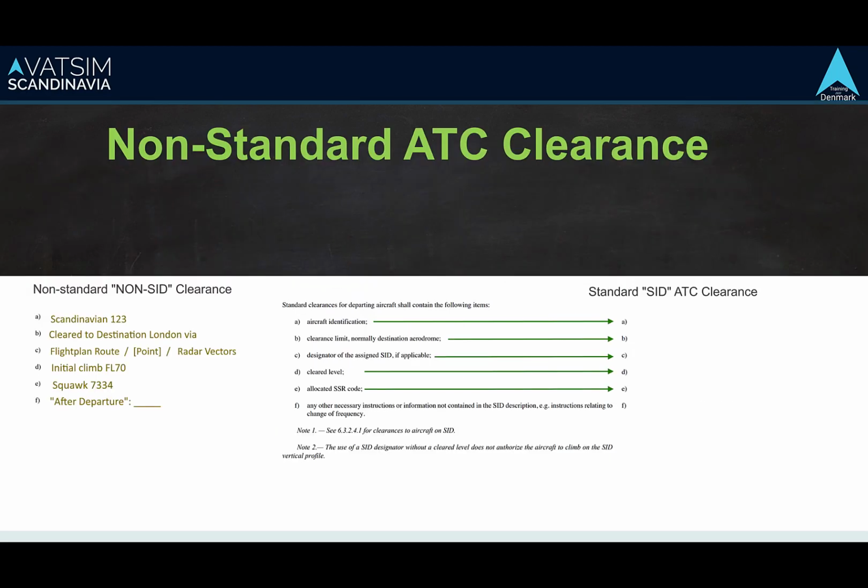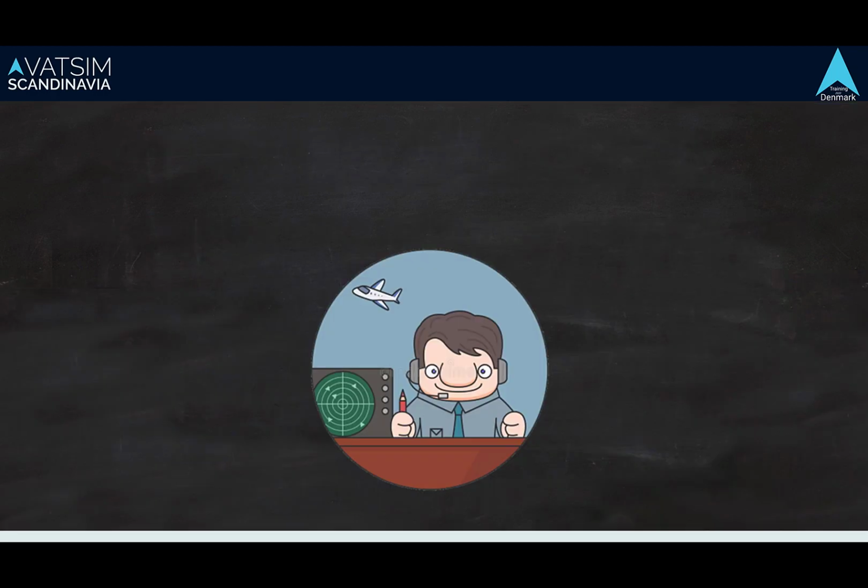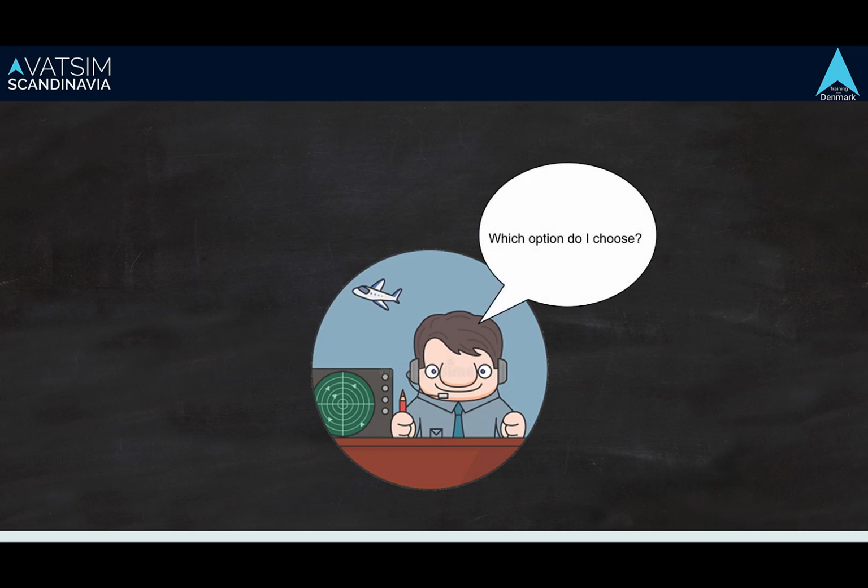So now it's all finished, and the clearance of "Scandinavia 123 cleared to Heathrow via Lango 2 Alpha departure, squawk 7334," becomes "Scandinavia 123 cleared to Heathrow via flight plan route, flight level 70, squawk 7334, after departure, fly runway heading." Hopefully this makes sense.